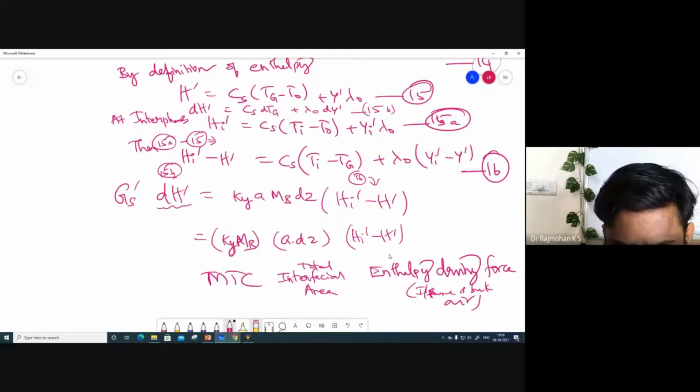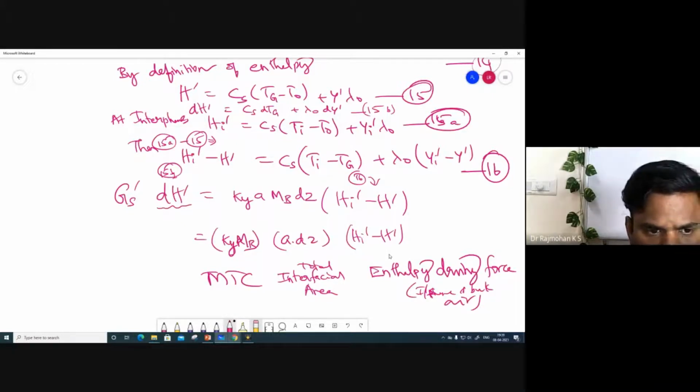Interface and the bulk of the air. So we can say that this Gs' dH' is a product of KyMb. What is KyMb? It is the mass transfer coefficient, into a into dz, the total interfacial area for mass transfer.